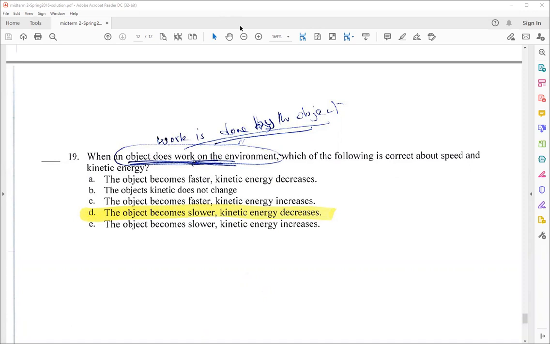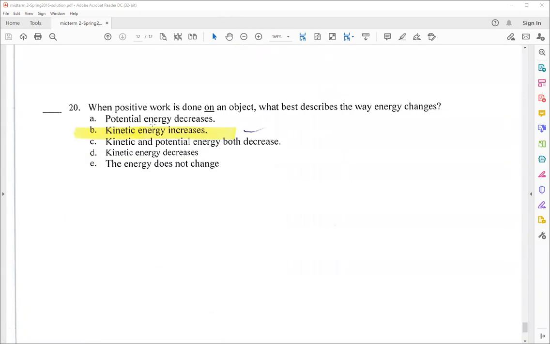So there's work, or energy, being transferred to the environment, causing the object to become slower and the kinetic energy to decrease. And last question is, when positive work is done on an object, what best describes the way energy changes? Now here you have the work done on an object, like in pushing, so you're putting work into the system. So what happens is, in this case, kinetic energy increases.